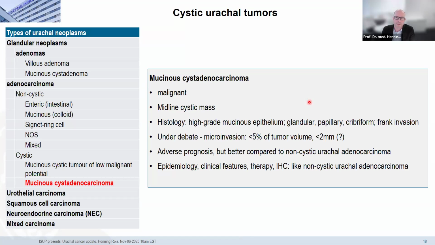And as I will show later, of course, there is not a lot of data to support this afterwards, and therefore during the Dublin consensus, we couldn't decide how to deal with this threshold. I think we just need more cases to see how it works. So it has an adverse prognosis, but it's not as bad as the non-cystic urachal adenocarcinomas show, and everything else is completely similar to the cases of non-cystic adenocarcinoma: epidemiology, clinical features, therapy, IHC, and I will show this then in a minute.